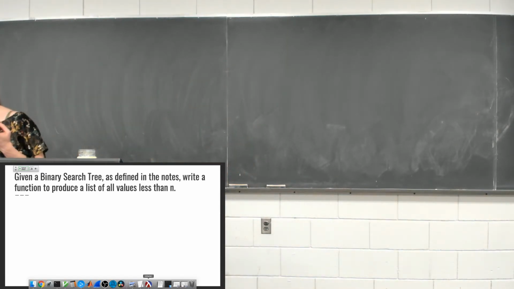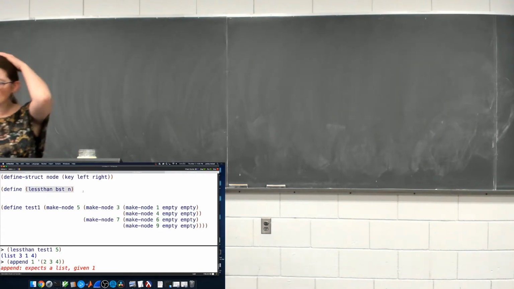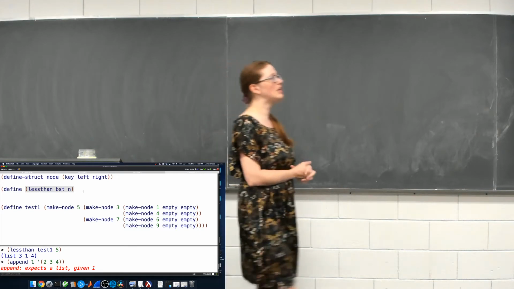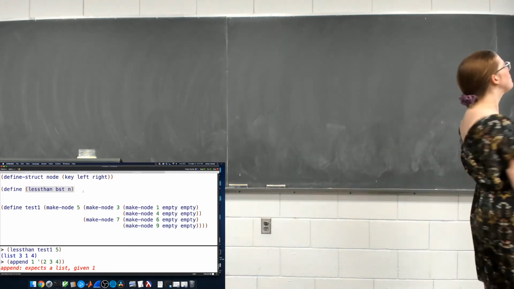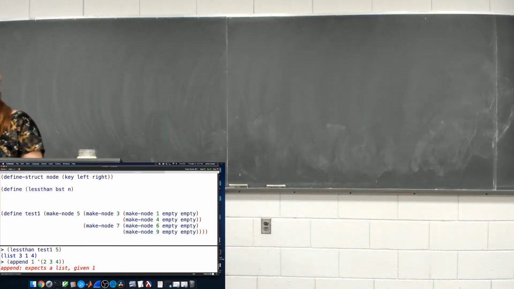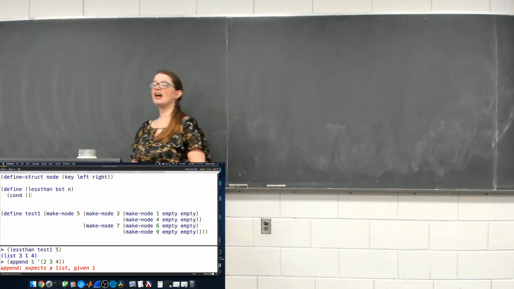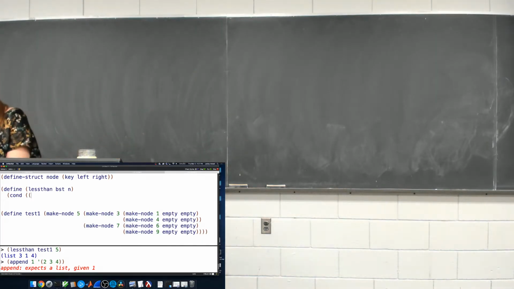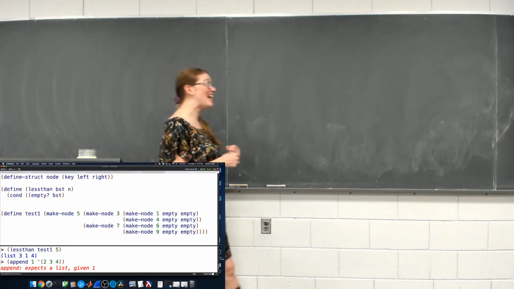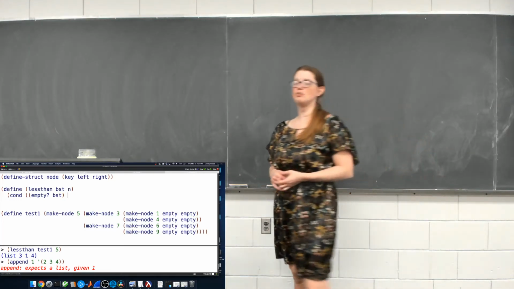So let's actually write the code. Let's go over to Racket here. Let's bring open a tab. And I've already got the node structure in here, and I've got my prototype for the function, and I've got a test tree. And so now what I need to do is fill in this function. Now, base case. Well, the base case is the binary search tree is empty, in which case the item doesn't exist. And since we're trying to produce a list of values that are less than n, we're producing a list, so our base case should produce empty.